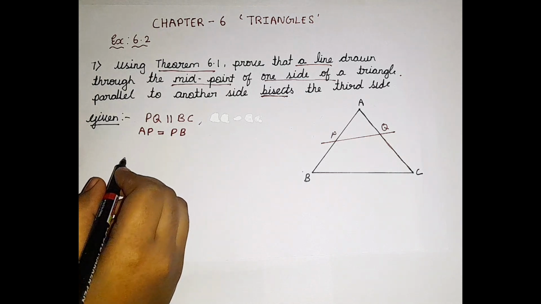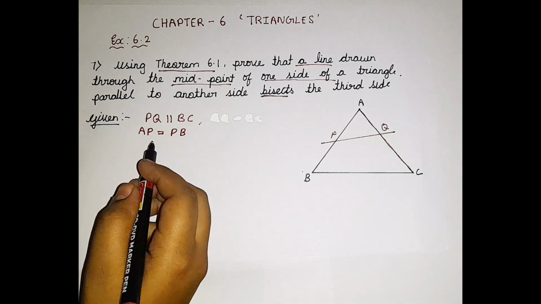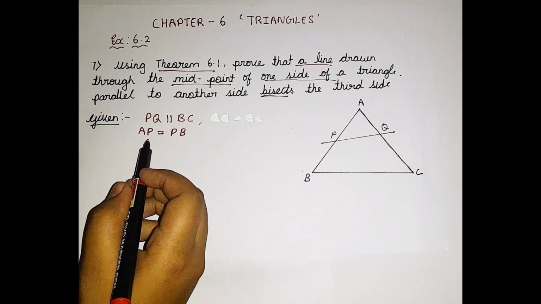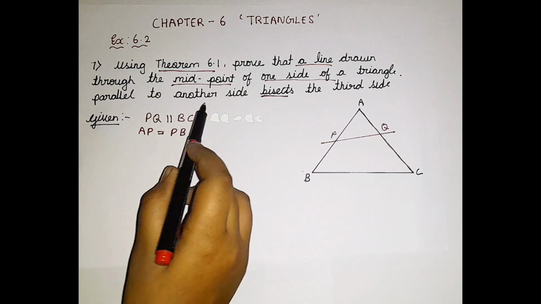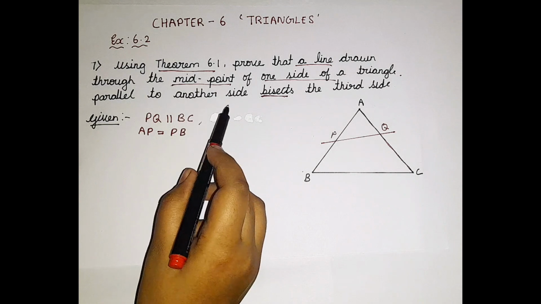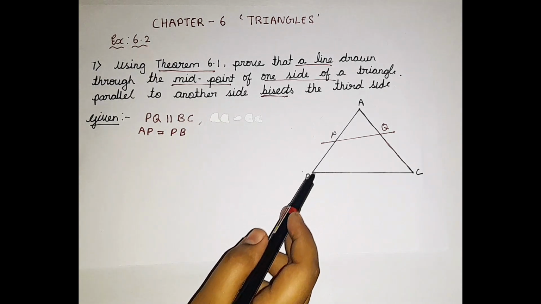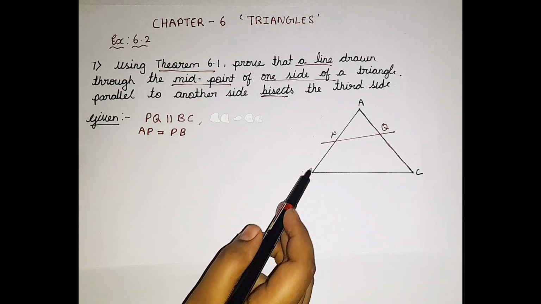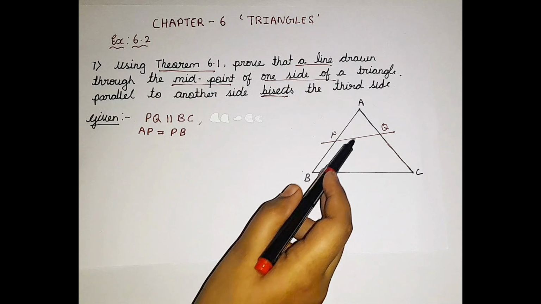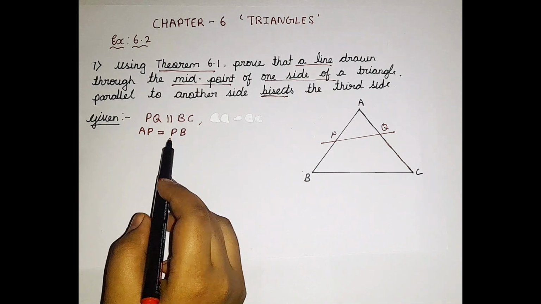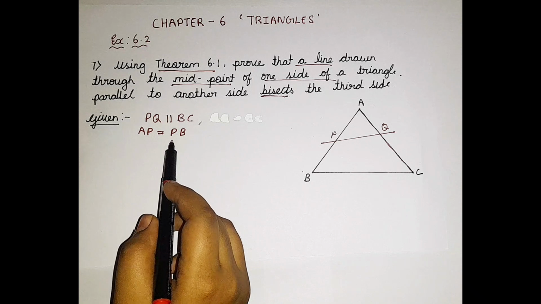Okay, so you guys might be wondering, how can I write this? Why? Because according to the question, parallel to another side. Parallel to another side means this is that another side, am I right? So when the another side is bisecting the third side, we are supposed to write like this. This is a rule. We are supposed to study this.